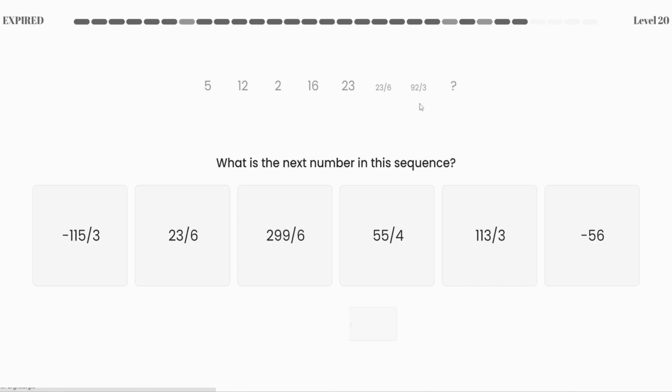Then again, we add 7. 16 plus 7 is 23. Then we divide by 6. 23 divided by 6 is 23 divided by 6. And then we multiply by 8. 23 divided by 6 multiplied by 8 is 92 divided by 3. And at last we add 7. So we have 92 divided by 3 plus 7. That's the same as 92 divided by 3 plus 21 divided by 3. So the answer is 92 plus 21, 113 divided by 3. Answer number 5 is correct.